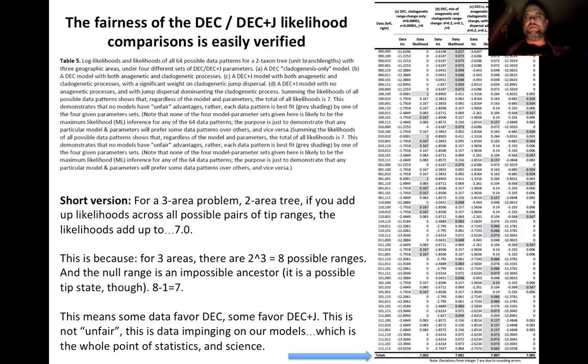This proves that the likelihoods are fair, they're accurate, and that no specific model has an advantage. It's just that certain models are favored by certain data sets and other models are favored by other data sets. Which data sets you see in nature is an empirical question. That's not unfairness. That's just science, right?